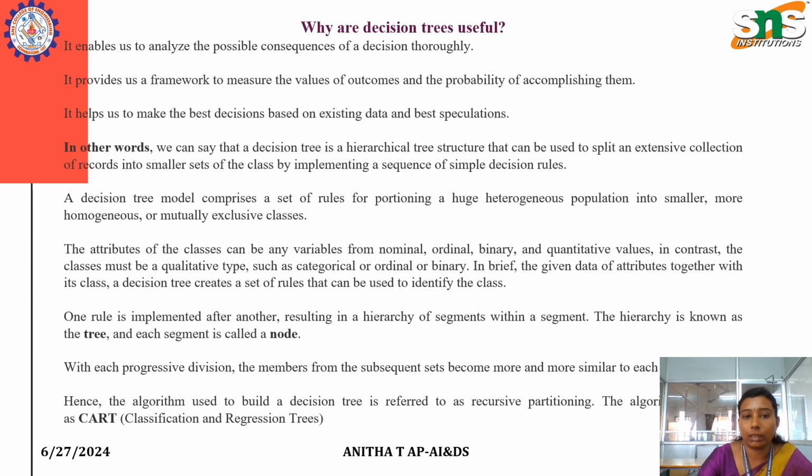In other words, we can say that a decision tree is a hierarchical tree structure that can be used to split an extensive collection of records into smaller sets of classes by implementing a sequence of simple decision rules. One rule is implemented after another, resulting in a hierarchy of segments within a segment. The hierarchy is known as a tree, and each segment is called a node. With each progressive division, the members of the subsequent sets become more and more similar to each other. Hence, the algorithm used to build a decision tree is referred to as recursive partitioning. The algorithm is called CART, that is classification and regression trees.